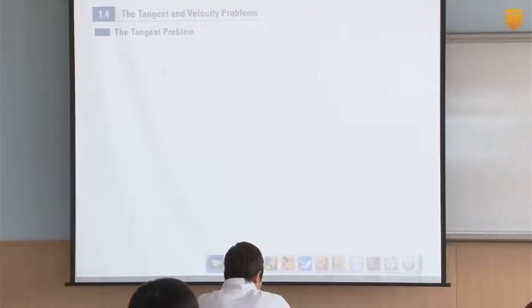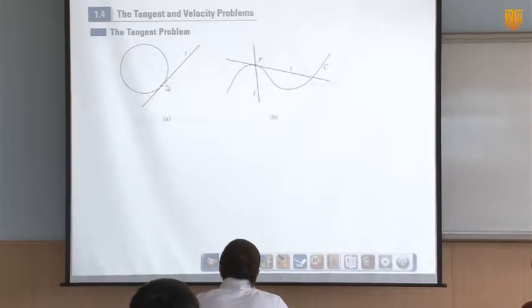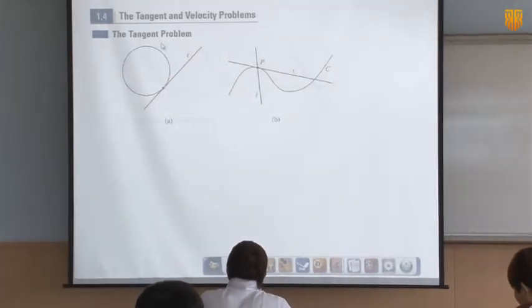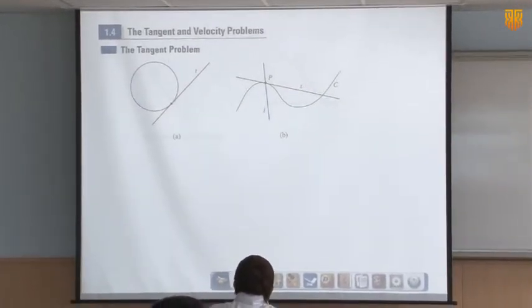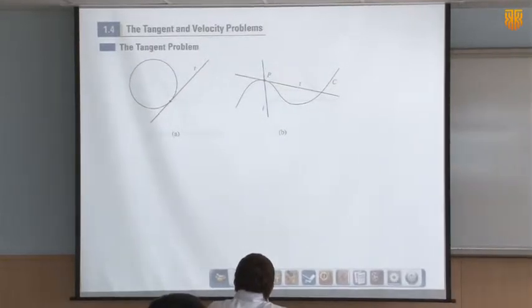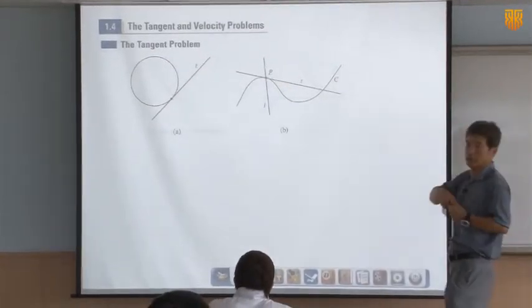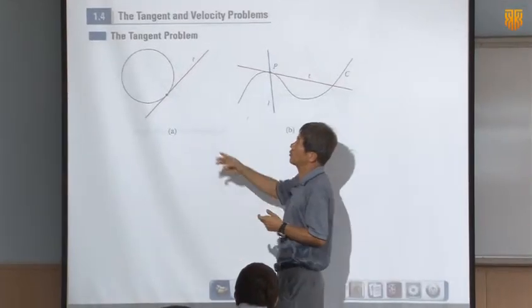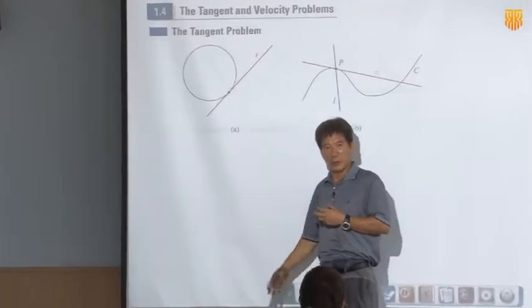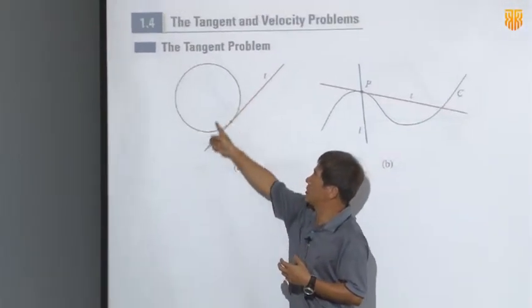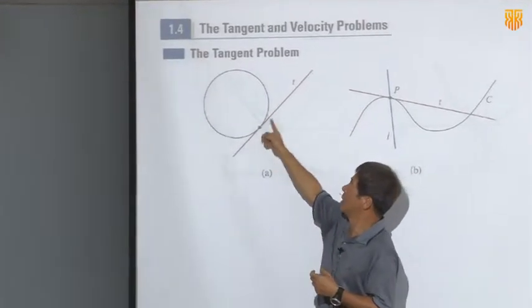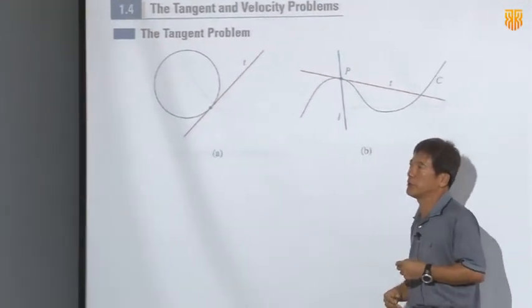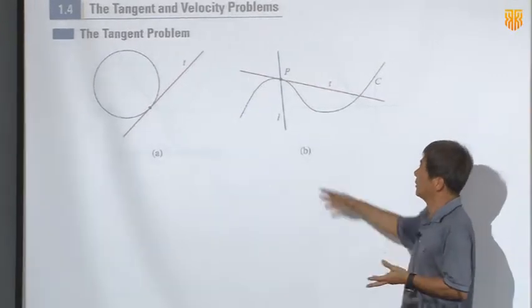First, we discuss the tangent problem. Look, you have a circle here, and a line that touches it at one point. This is called a tangent. It crosses at just one point, right? Only one point. If it were like this, crossing two points, this would not be a tangent. In Korean, 접선, possibly you can say that.